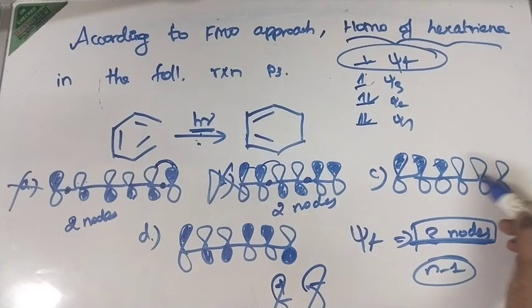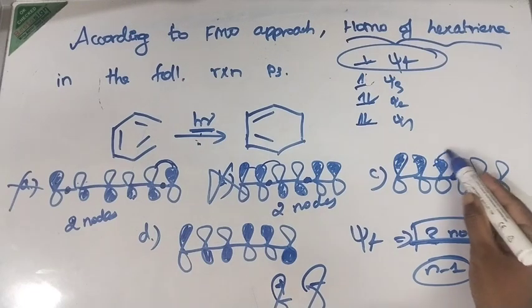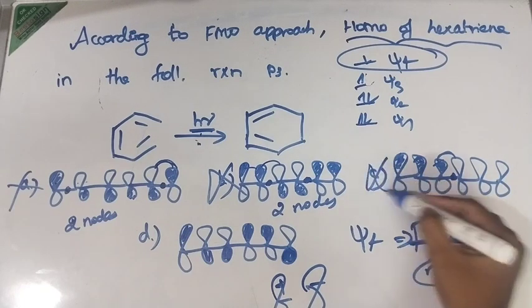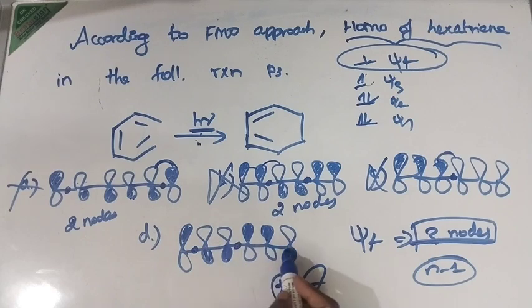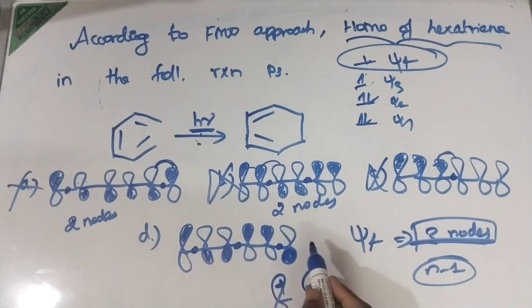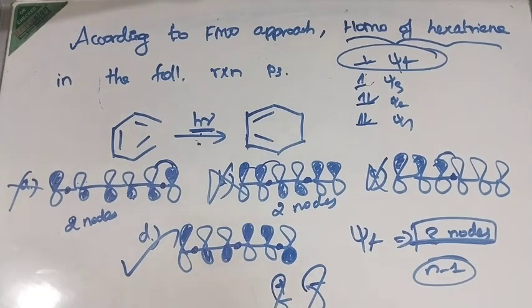And see here, there is a single node, between these two only, one node. So this is also not the option. But see the D option. Here there is a node, here there is a node, and here. So 3 nodes are there. Hence this is the right answer. It is very simple if you know the concept. This is how you have to solve the question.